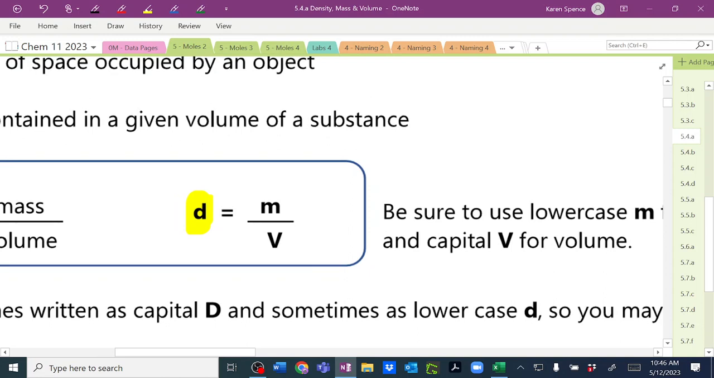Really, the official symbol is the Greek letter rho, R-H-O, but people always think that's a P. It's not, it's a rho. So we don't use it, we use a D. You can use a big D, you can use a little d, I don't care. You want to use a rho? Use a rho.